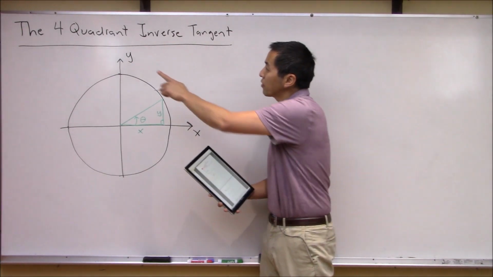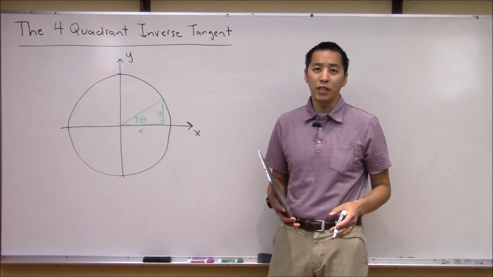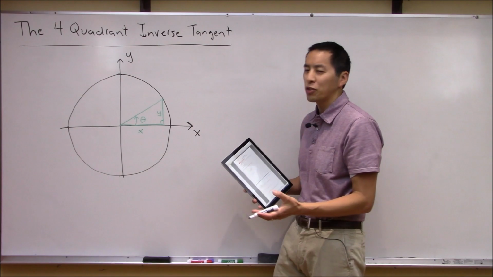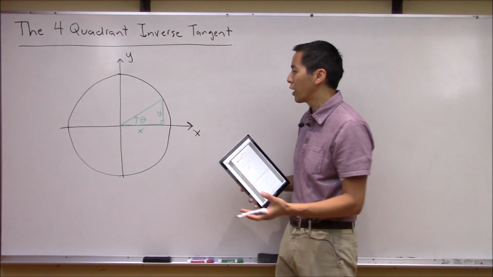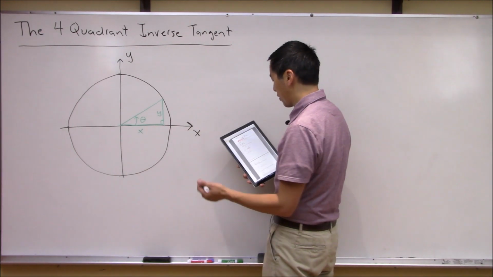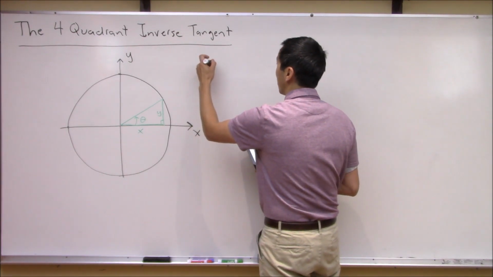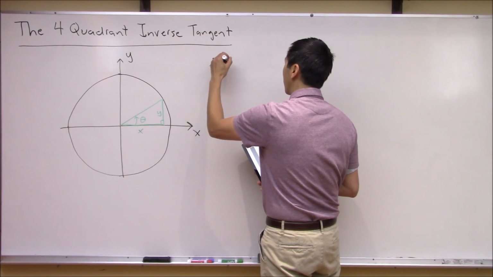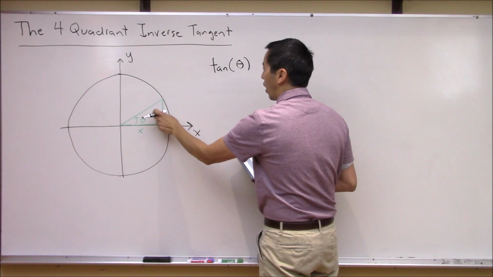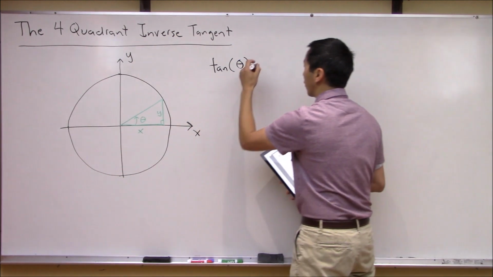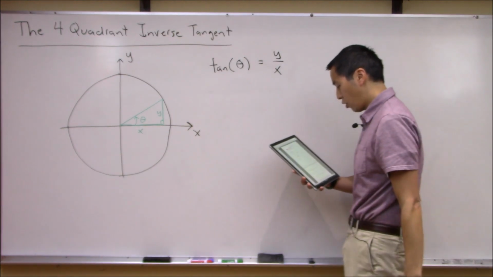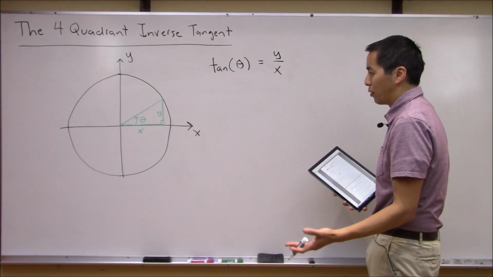Today I wanted to have a quick discussion on the 4-quadrant inverse tangent. Since we're talking about trigonometry, this is the typical picture you see with almost every trig diagram to help us remember the definitions of sine, cosine, tangent, all that kind of good stuff. You'll remember that tangent is basically measuring the ratio of y over x for a given angle theta. So tangent of theta is nothing more than y over x. It's really darn simple.